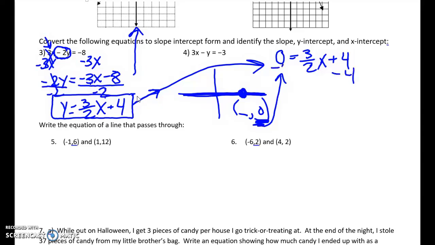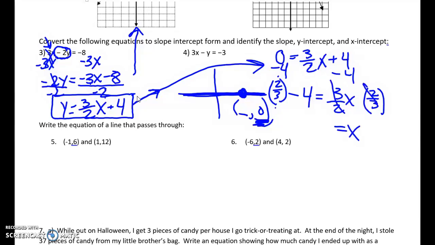Minus 4 to both sides. We have negative 4 equals 3/2 x. Canceling out the 3 over 2, I'm going to multiply by the reciprocal, 2/3. So, those cancel out. I have x equals 2/3 times -4 gives me, multiply the tops, 2 times -4 is -8. Multiply the bottoms, 3. -8/3 is my x-intercept.